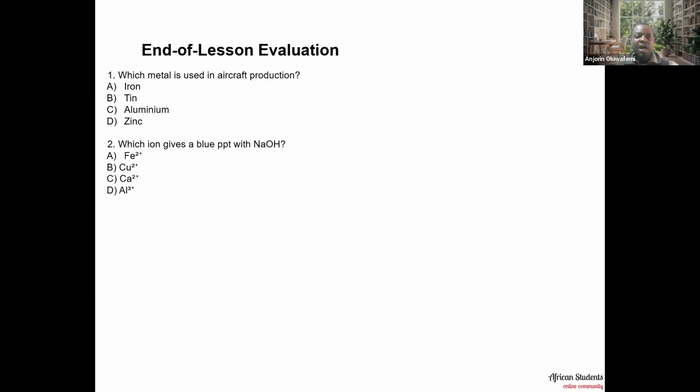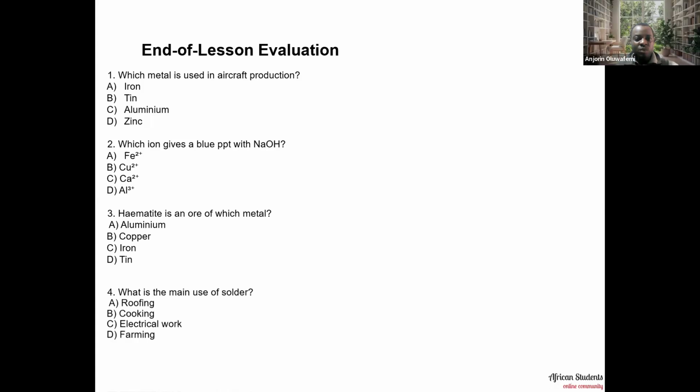The second one says, which ion gives a blue precipitate with sodium hydroxide? Is it iron 2, copper 2, calcium 2, or aluminum 3? So let me know what you feel the right answer is in the comment section. Hematite is an ore of which metal? Looking at the options that we have there, just tell me which one you think is the right one.